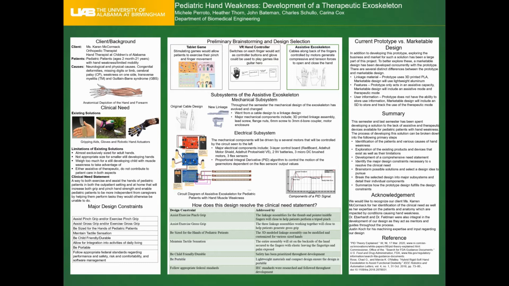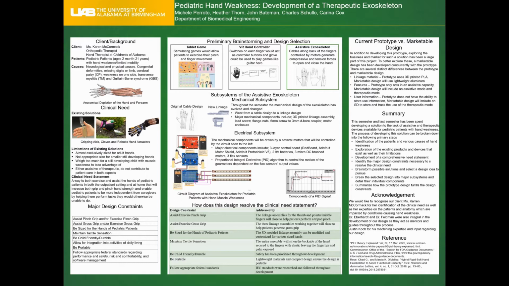There are two overarching causes of hand weakness in pediatric patients and elderly alike. The first is neurological. This occurs when the electrical signals traveling from the brain to the muscles are somehow disrupted, causing weakness. Then there are physical causes. This could include muscle atrophy, trauma, or congenital deformities. The primary causes of hand weakness in pediatric patients include congenital deformities, missing digits or limbs, cerebral palsy, weakness on one side, transverse myelitis, and Guillain-Barré syndrome.